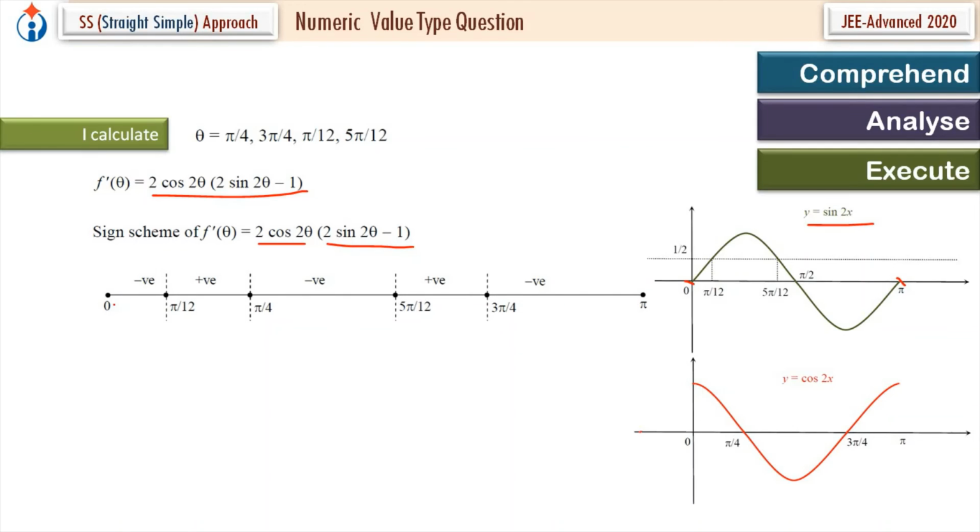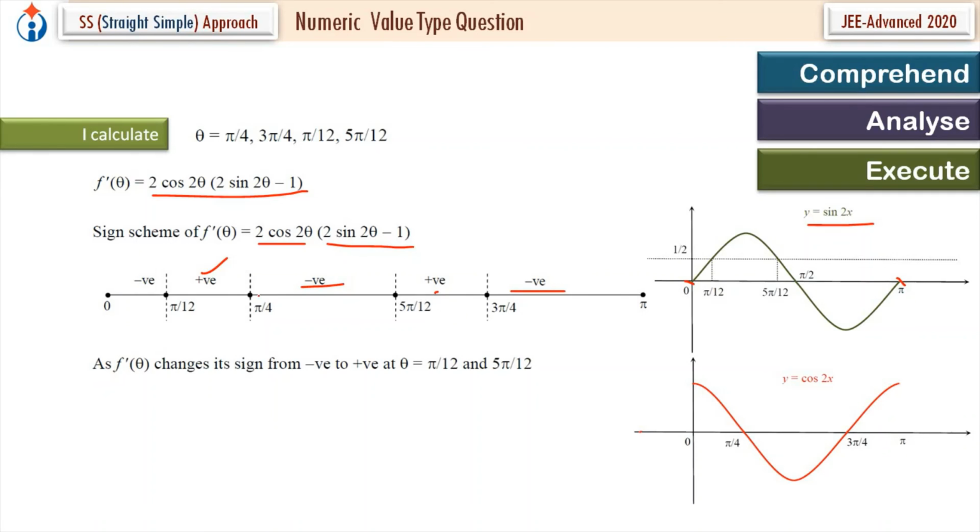So from 0 to pi by 12, cos 2 theta is positive. And 2 sine 2 theta minus 1, this is less than half. So 2 times less than 1, minus 1, less than 0, negative. So this is positive, this is negative, negative here. Same way, in each interval, we check the sign scheme. It is negative here from 0 to pi by 12. Here it is positive in this interval, negative, positive, negative. We get the sign scheme.